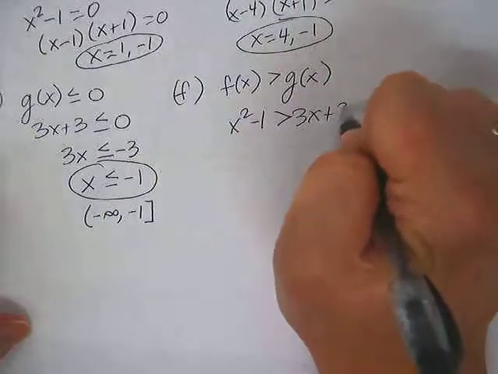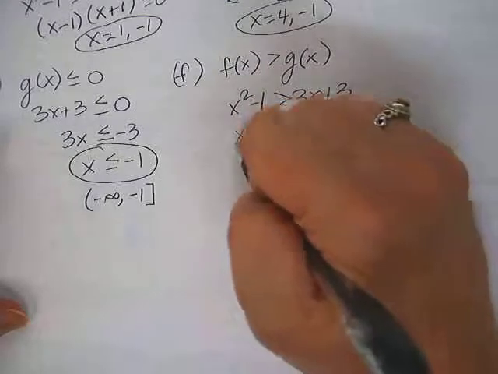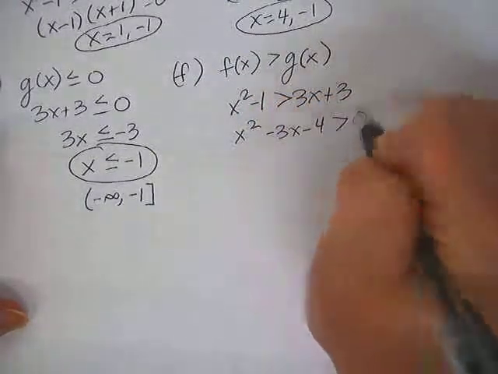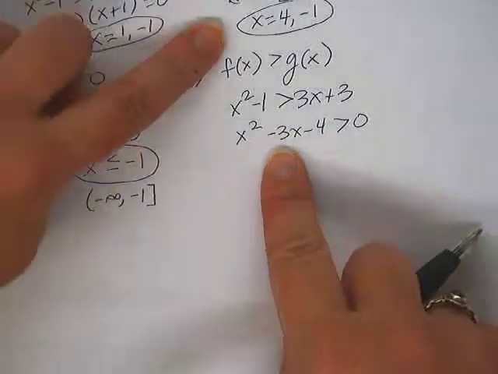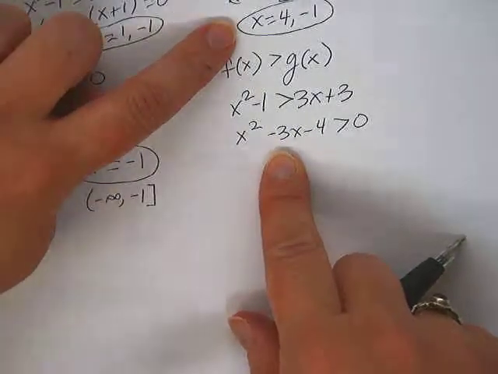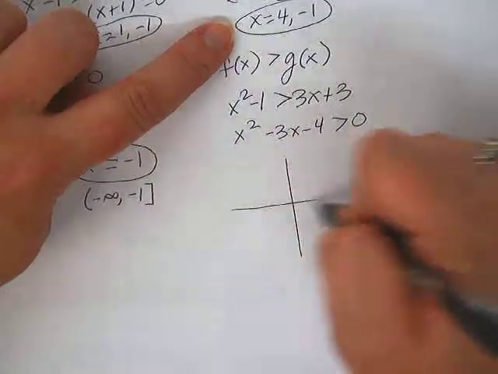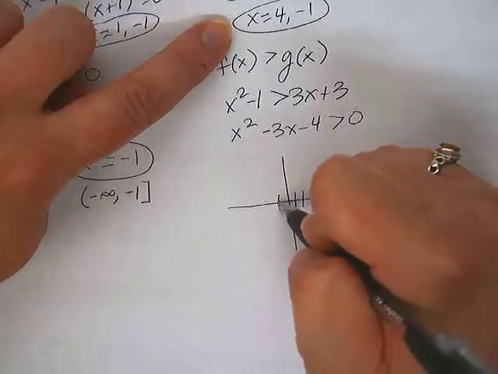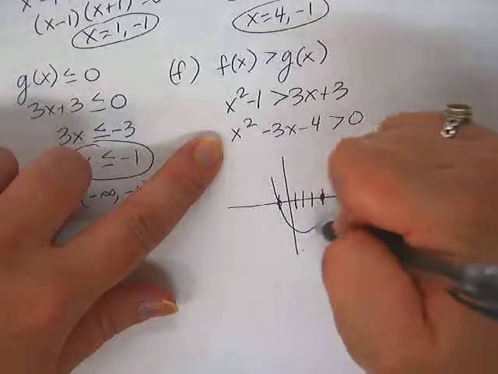Next, f. Solve f of x is greater than g of x. So f of x is x squared minus 1 greater than 3x plus 3. So now I'm going to move everything over again. So x squared minus 3x minus 4 is greater than 0. Did I already solve this one and find the intercepts on part C? Yeah, see, part C, we already found those intercepts. So the intercepts are positive 4 and negative 1.